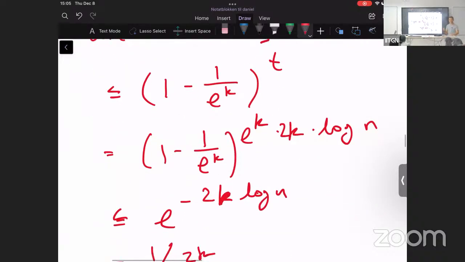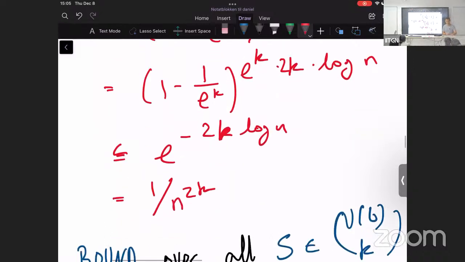Hey, 1 minus 1 over e to the k is at most e to the minus 1 over e to the k. That's the inequality. So the e to the k's cancel, and I'm left with e to the minus 2k log n, which is also known as 1 over n to the 2k. So for a fixed set, the probability that that set doesn't get multicolored is 1 over n to the 2k. How many sets do I need to multicolor? n choose k, right? At most n to the k.